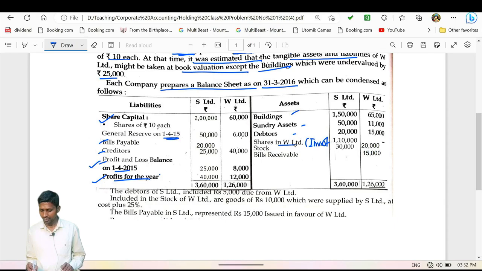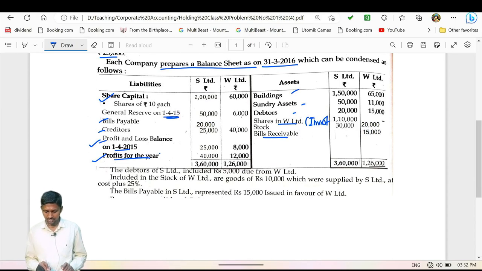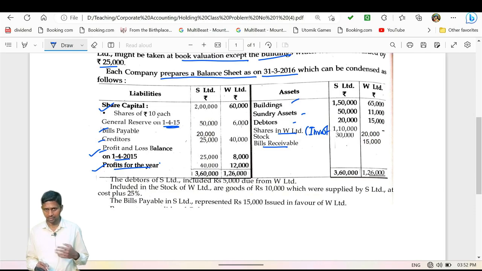Of W Limited, of S Limited in W Limited, holding company invested in subsidiary company, then stock and bills receivable. Simple, the balance sheet is very simple. And then after that, some other information related to intercompany or unrealized profit will be dealt with in the consolidated balance sheet.